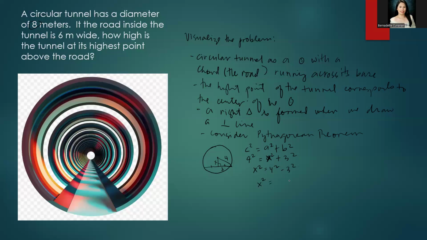So x squared equals 16 less 9. Then we extract the square root. We have x equals square root of 7. So the height of the tunnel, or the highest height of the tunnel, must be equal to square root of 7 meters. Or you may work on the approximate value of square root of 7 and then round that off to two decimal places.